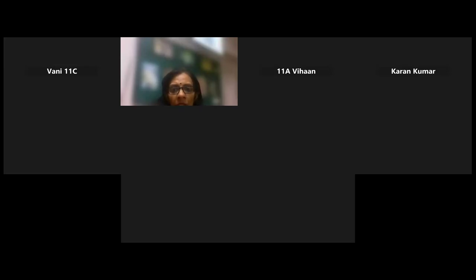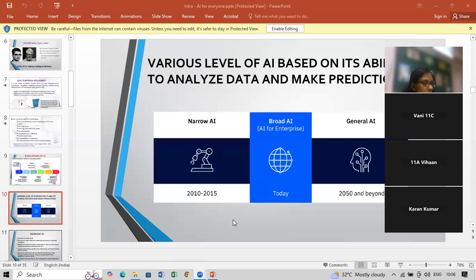We are talking of 3 levels here, right? Because things have changed with time. How much intelligence you are able to incorporate, what all functionalities you are able to incorporate, we are talking in those terms. So there are 3 categories or 3 levels here. The narrow AI, 2010 to 2015, the initial years, once the AI spring started. Then the broad AI, which is today. You can say AI for enterprise. Everywhere it's being used, in our homes, in offices. Something or the other component of AI we are using, right? And then we talk about general AI.